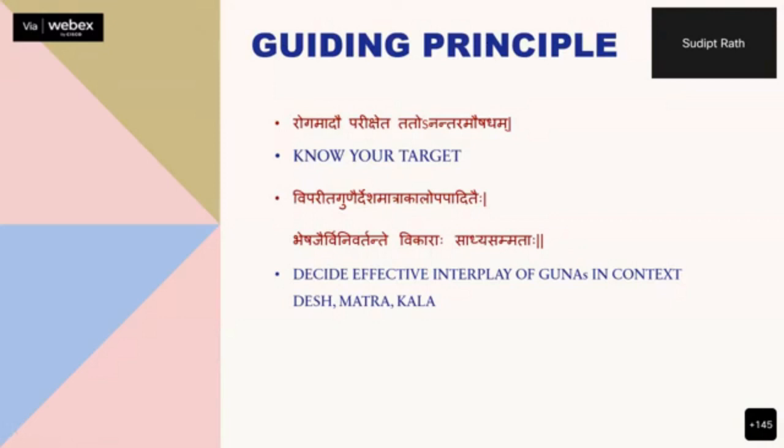One must try to solve the riddle of the interplay of the gunas, because ultimately what chikitsa is as per Ayurveda is viparita gunair desha matra kala upapadite vesajair vinirvartante vikaraha sadhya sammataha. That means when you are trying to solve a clinical problem, you are trying to do nothing but administer viparita gunas to that particular person, keeping in context what matra, what kala, and what desha it is being used.